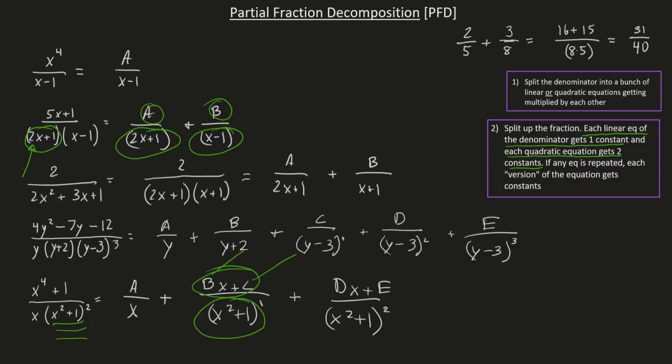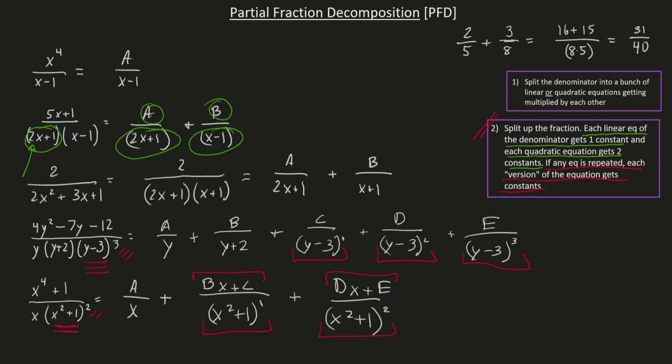And of course, you want to be careful for this last part of step 2. If any equation is repeated, each version of the equation gets its own constants. So this can get pretty confusing, but this quadratic equation here, x squared plus 1, gets repeated twice. So the first version, as I like to call it, gets its own 2 constants, its own linear equation, as does the second version. And of course, this whole repetition thing goes for linear equations too. This guy is repeated 3 times, so the first version gets a constant, the second version gets his own constant, as does the third version. And so on and so forth. Be aware of that. So that is our step 2 right there.